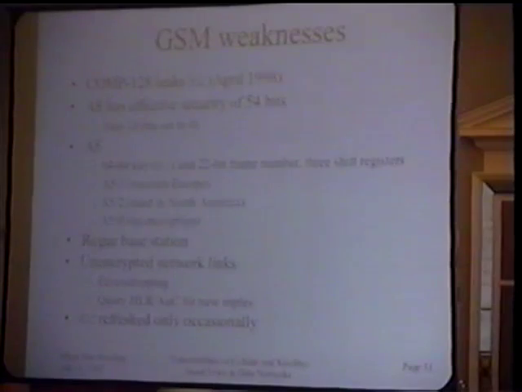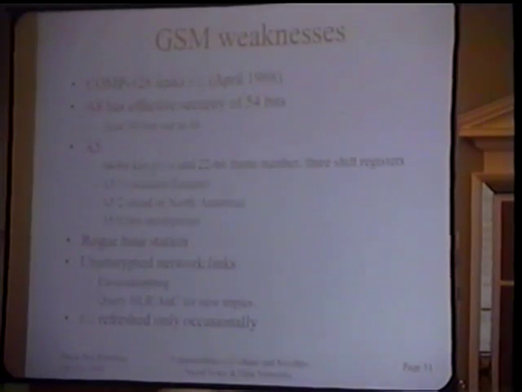All right, well, all the algorithms that we've talked about, basically all of them have problems. It turns out that the A3-A8 combination is called COMP128. What happened was the GSM MOU group, when they put out the specification, said, okay, all you operators, here's an example of what you can use for A3-A8. You don't have to use this, but this is what it should look like. So what did the operators do? They used the example. They said, okay, we're going to use COMP128, and we're done.